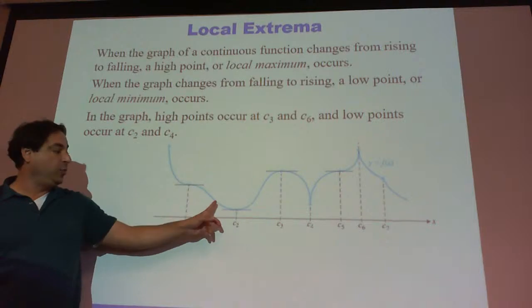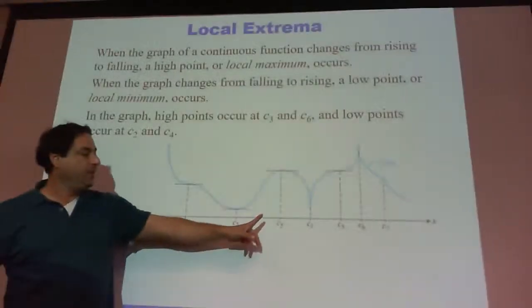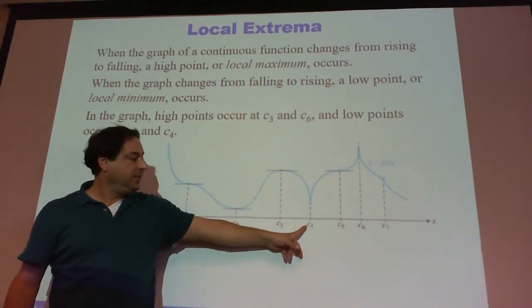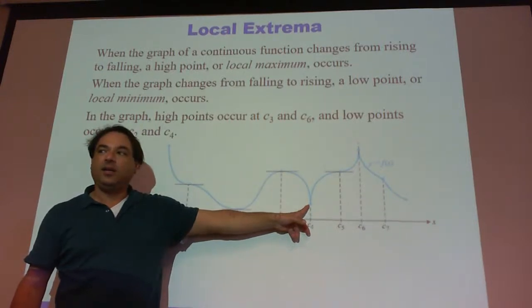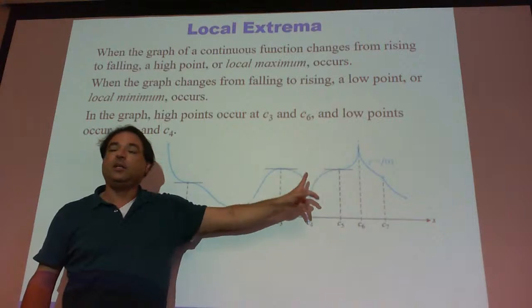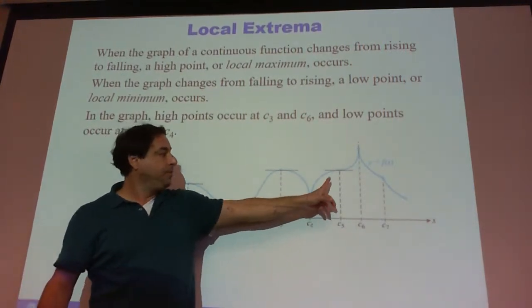Local minimum. Perfect. Why? Decreasing, then increasing, producing a local minimum. C3. Local max. C4. It looks weird, but is it decreasing, then increasing? So it's a local min. And we'll talk about how to find those.